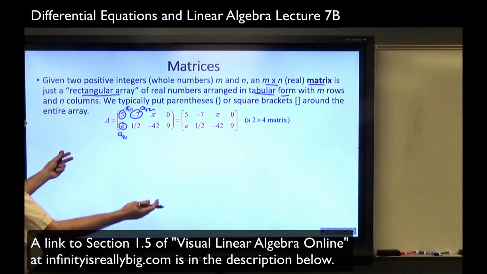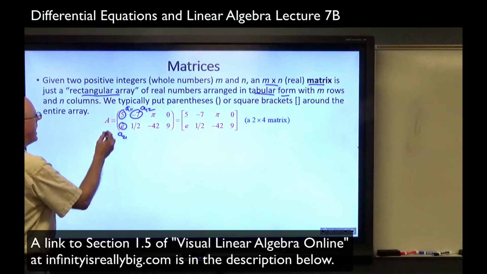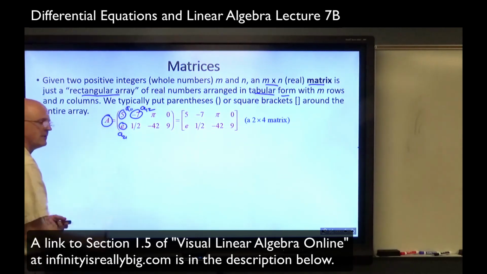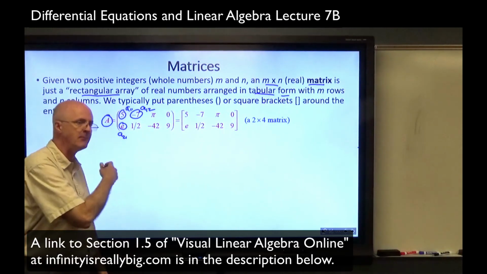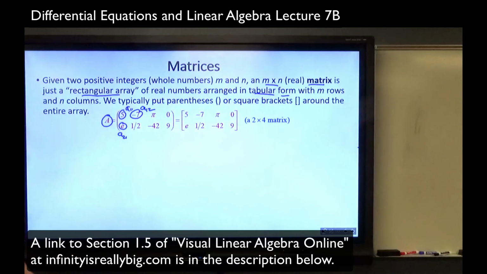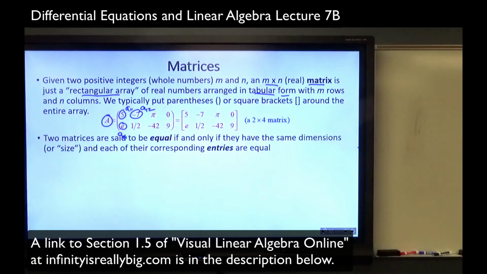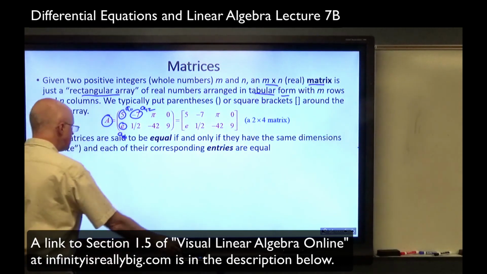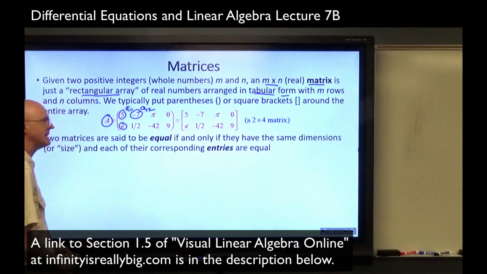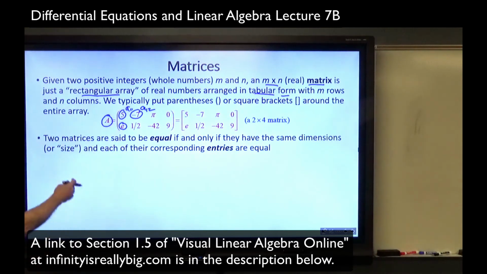But again, it's the entire thing that represents the matrix, and we often give the matrix one letter for a name. It's usually a capital letter, like capital A, the shorthand name for the whole thing. And these are equal. These are the same matrix, it's just different notation. Okay, so there's an example. Two matrices are said to be equal, the same matrix, if and only if they have the same dimensions, 2 by 4 in this case, and each of their corresponding entries are equal.